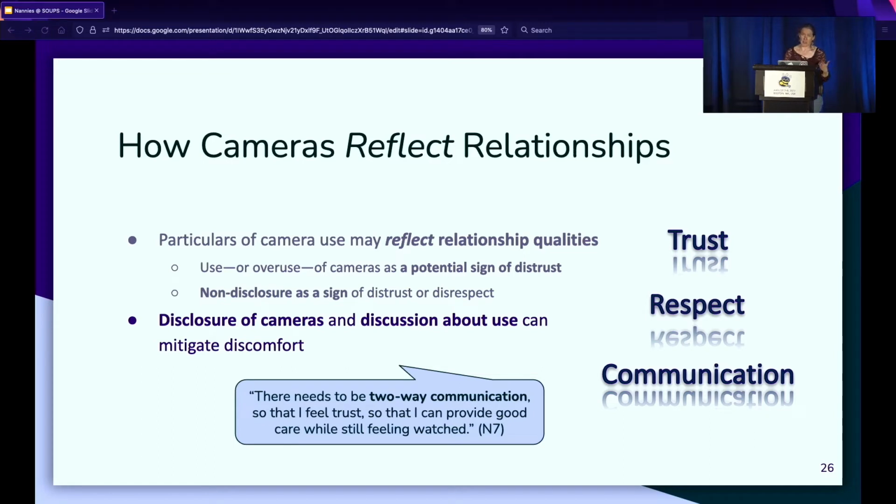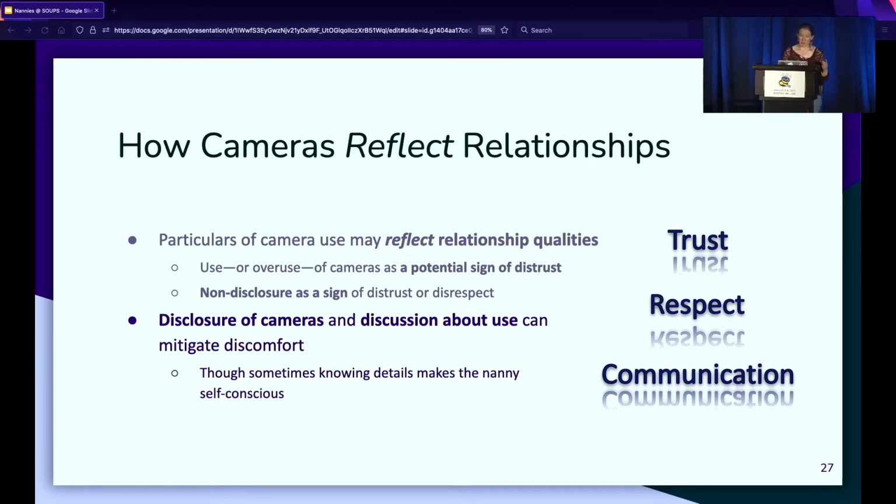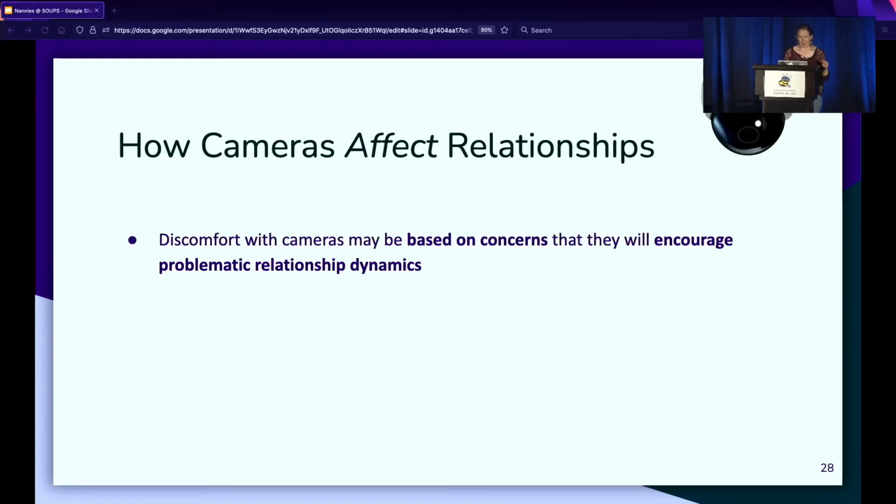Participants also mentioned that they would like to discuss some specific details about use and data handling, like how often the cameras were checked, because knowing more about what was happening would make them feel more comfortable. Though a couple of participants were concerned that knowing certain details might make them self-conscious. In addition to how cameras could reflect employer-employee relationships, many participants explained that their privacy attitudes depended on how cameras could affect those relationships in both positive and negative ways.